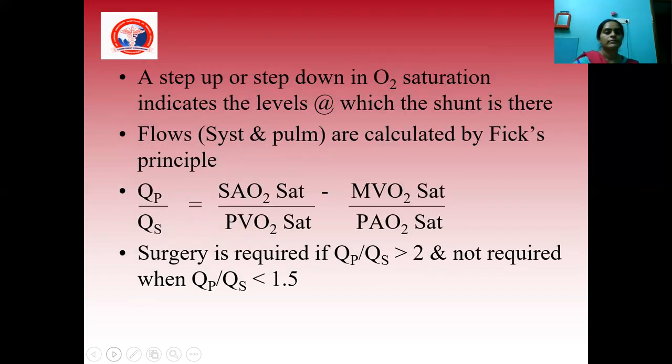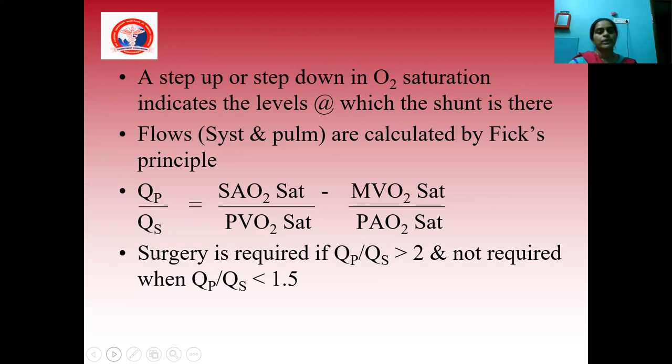The shunt is calculated by the difference of arterial oxygen saturation to the venous oxygen saturation in systemic to that in pulmonary. So it is calculated by the Fick principle. The formula given is QP by QS is saturation of arterial oxygen minus venous oxygen saturation systemically, to the difference in the pulmonary venous oxygen saturation to the pulmonary arterial oxygen saturation. This is shown as QP by QS.